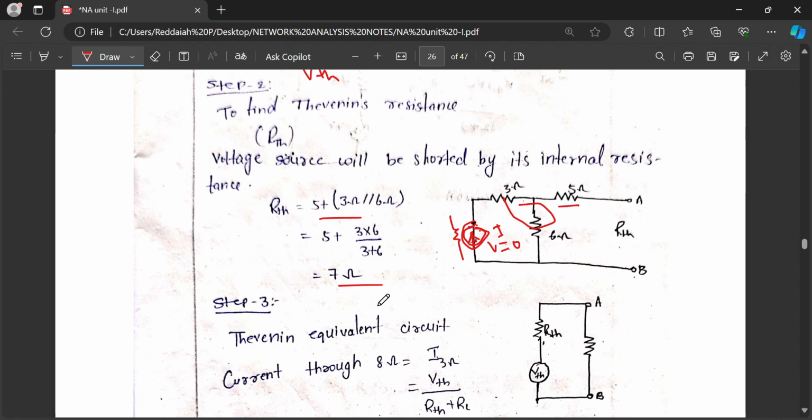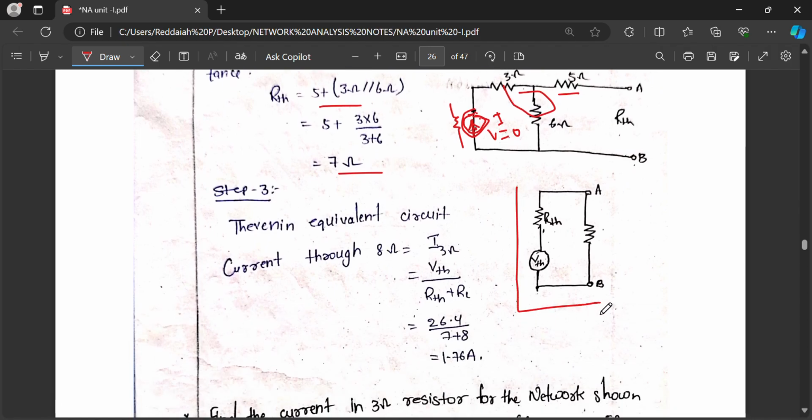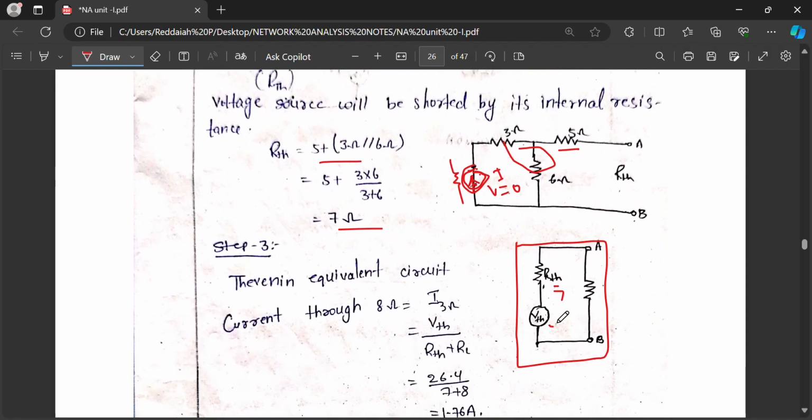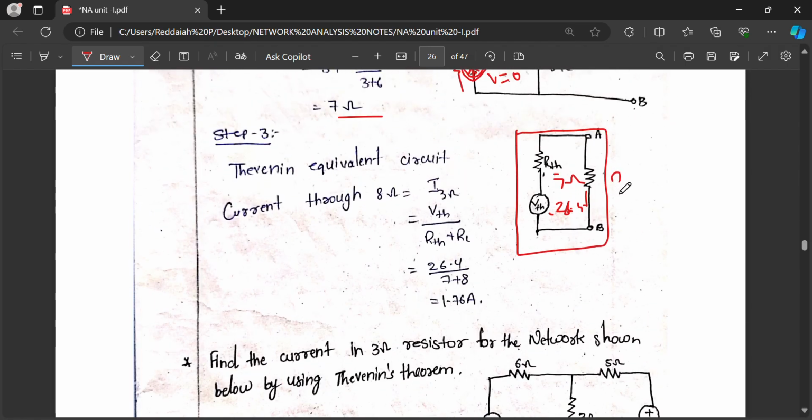RTH. After short circuiting this, these two are in parallel and connected in series to this, that is 7 ohm. This is the simple method to calculate Thevenin's resistance. Step 3, draw the equivalent circuit. What is the equivalent circuit? This we have to remember. VTH, RTH values we calculated: 26.4 volts, and 7 ohm is Thevenin's resistance. R is load resistance. What is the value? 8 ohm. 8 ohm we have to represent here.